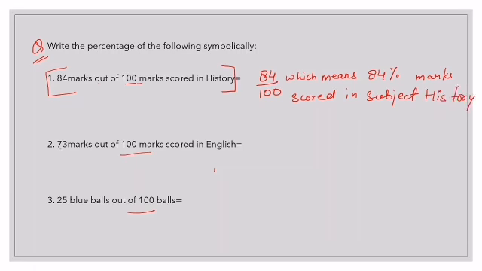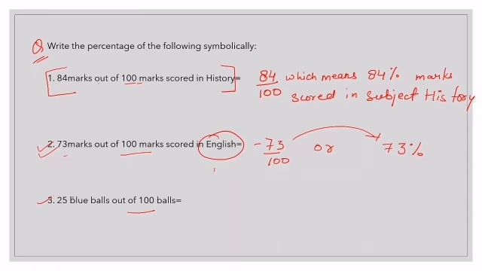Alright. Similarly, the second statement says 73 marks have been gained out of 100 marks. So we can write 73 out of 100, which means 73% marks have been gained in the subject English.